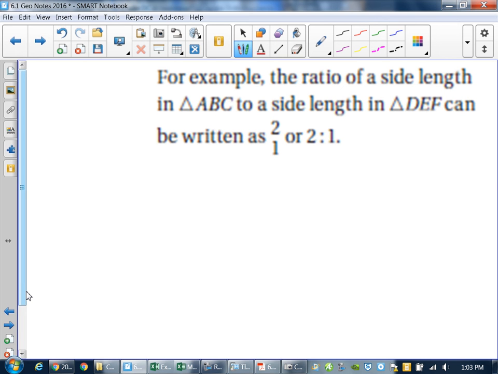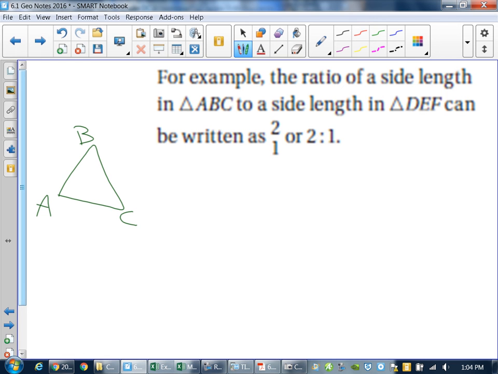Okay. So if I'm looking at two triangles, ABC and DEF, which triangle is written down first? ABC. So what triangle do you think I would put all the values in the numerator? ABC, because it came first. The numerator is the first part, the denominator is the second part. How many sides do triangles have? 3 of them.